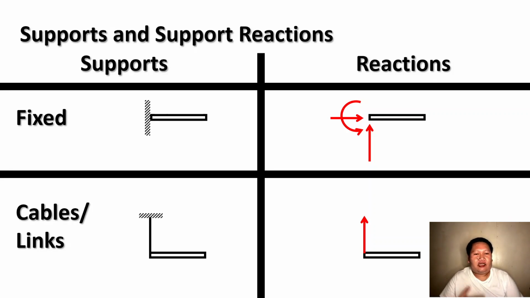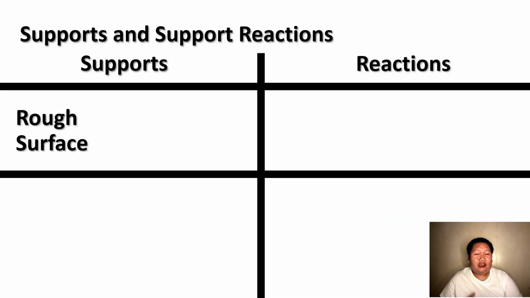Again, the orientation of the link, or the translation of the link, is in the same orientation as its support. So if the support is vertical, then the orientation would be vertical, and it should always be pointing away from the body. And if the link is inclined, then of course the force should be inclined, along the line of action of the cable, and it should always be pointing away from the body.